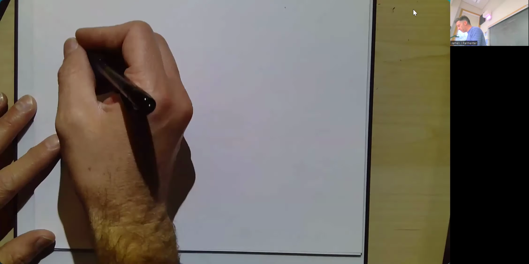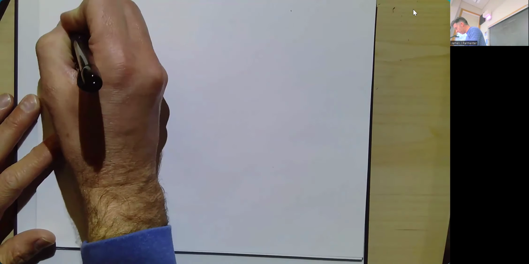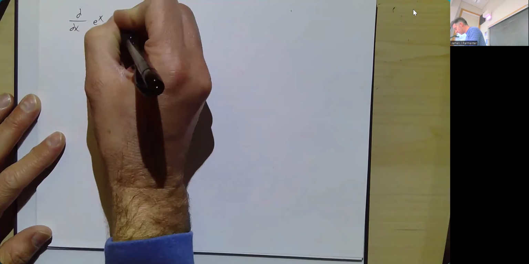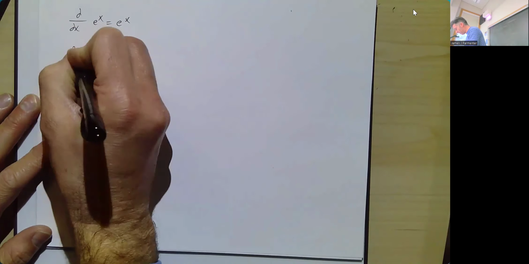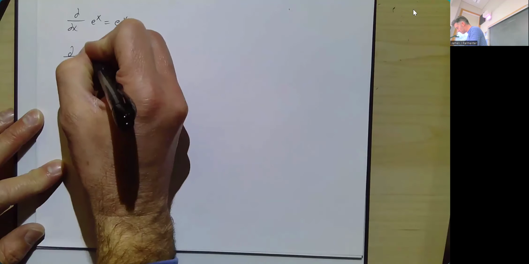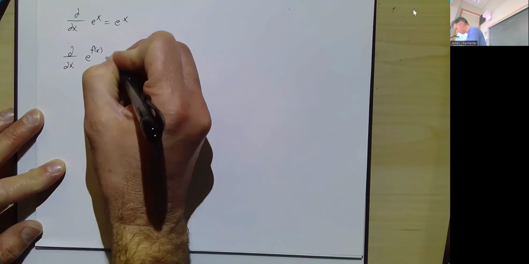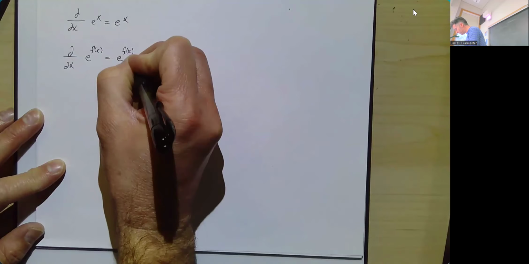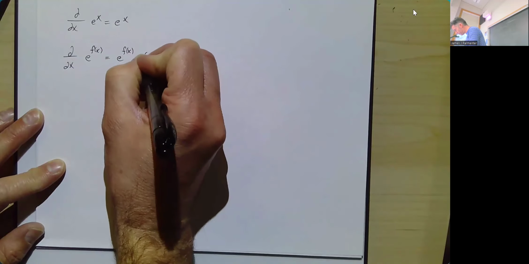I want to revisit all of our derivative formulas for exponential functions. I'll remind you of the two we already talked about. The derivative of e to the x is e to the x. The derivative of e to the stuff, I'm going to write f of x, is e to the stuff times the derivative of that stuff.